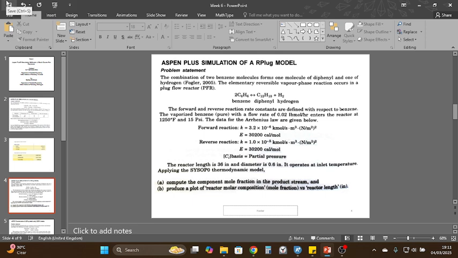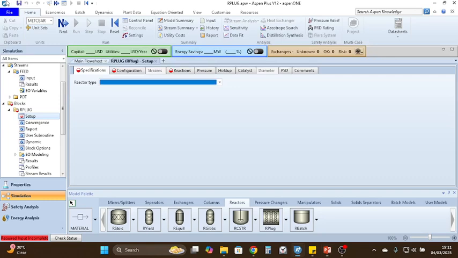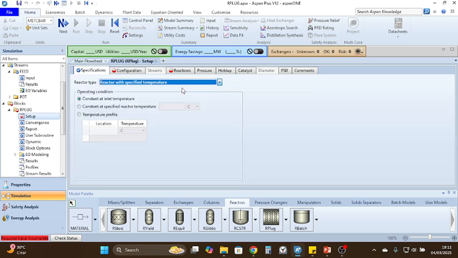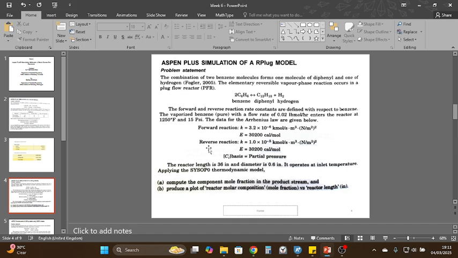What type of reactor did you choose for doing the simulation? RPFR. No, that is fine. In this particular sheet, what did you choose? First option. With specified temperature. Yes, because it is carried out at the feed temperature only. It is mentioned in the question. Yes, correct.